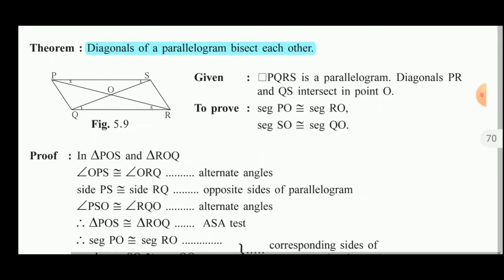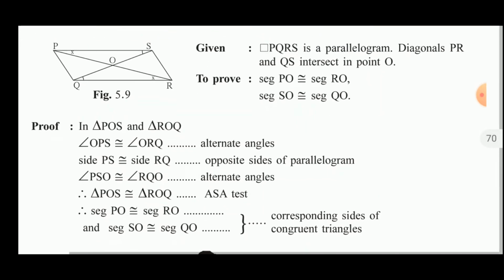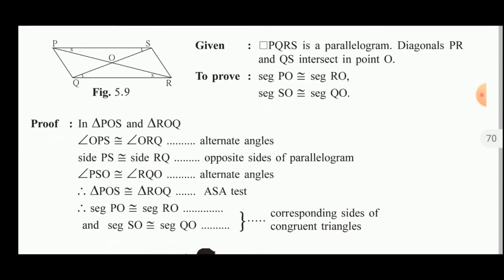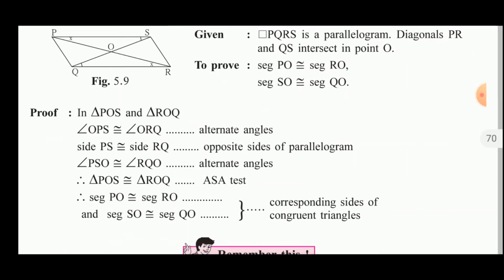Now in triangle POS and triangle ROQ, angle OPS is congruent to angle ORQ, alternate angles. Side PS is congruent to side RQ, opposite sides of the parallelogram, and angle PSO is congruent to angle RQO, alternate angles. Therefore, triangle POS is congruent to triangle ROQ by ASA test. So segment PO is congruent to segment RO and segment SO is congruent to segment QO, corresponding sides of the congruent triangles.